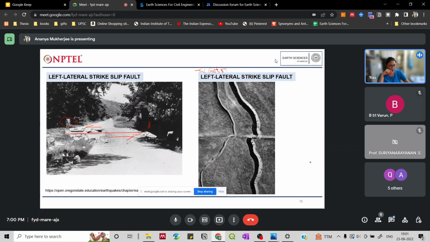Now over here we can see this is a right lateral fault. You're standing here, you see that this part has been displaced to this side. If you're standing here, this is your right side, and the left side has been displaced to that side. So the sense is again that the right block is moving towards you. That is why this is a right lateral strike slip fault, not left.